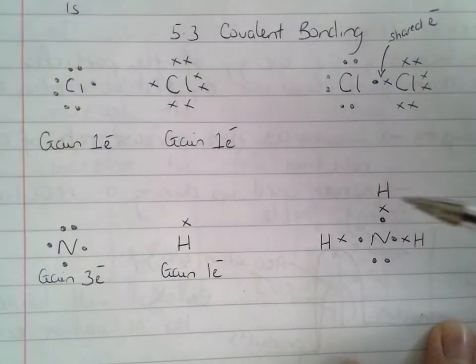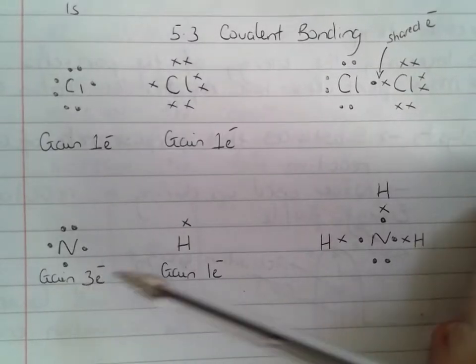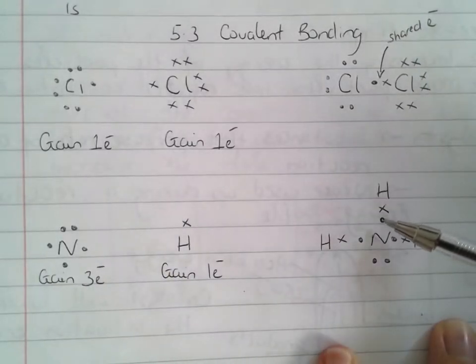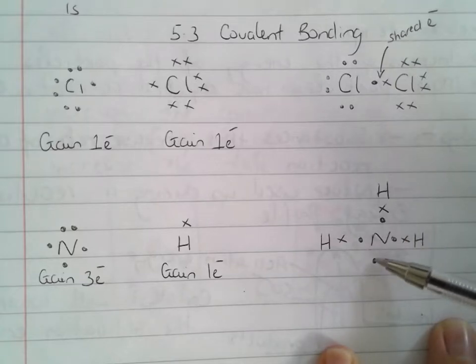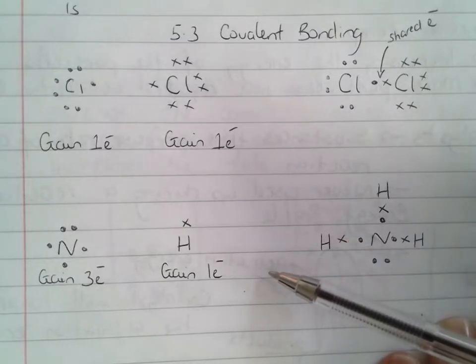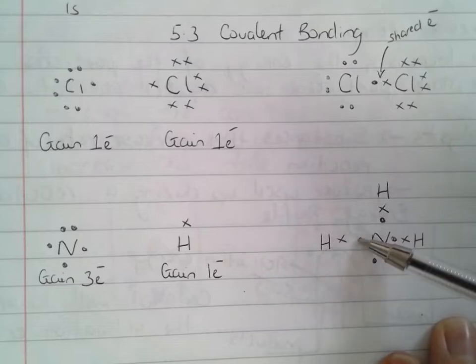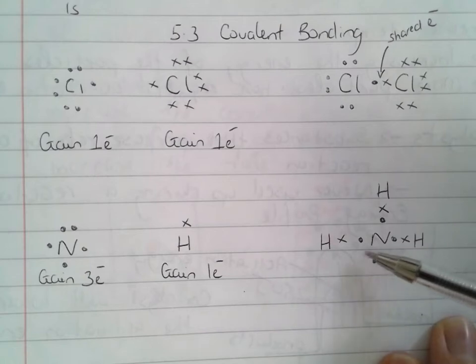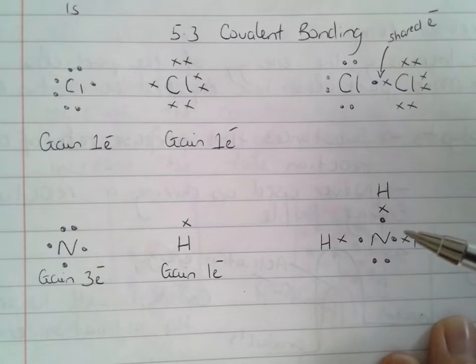Nitrogen wants to gain 3 electrons, so it will form 3 bonds. So you can see 3 of nitrogen's 5 electrons are involved in bonds with hydrogen, but nitrogen still has 2 electrons to itself as a lone pair. Hydrogen only has 1 electron. It wants to gain another electron, so it will share the only electron it has and form a bond. Then nitrogen ends up with 2, 4, 6, 8 electrons, so it has a full outer shell, and each hydrogen atom has 2, so each hydrogen also has a full outer shell and is happy.